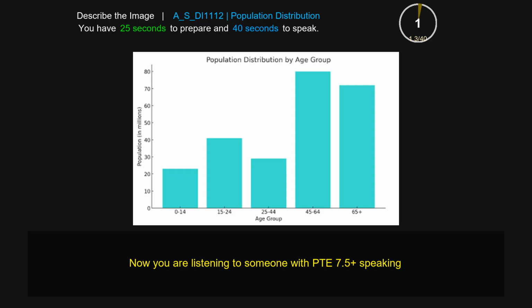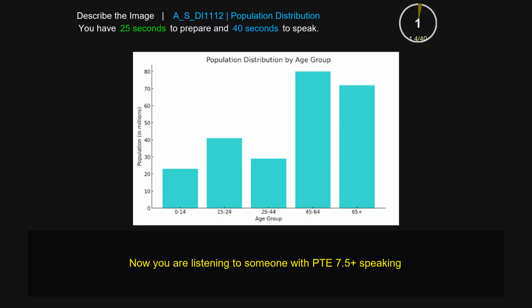The given picture gives information about the population distribution by age group, and the x-axis talks about some age groups, which are 14 to 65 plus years of people, and the y-axis talks about some population in millions. It is 0 to 80%. It can be observed that the 45 to 64 years people are in the highest position, approximately 80%, and the second highest one is 65 plus years people, approximately 70%, and the lowest position is 14 years people, approximately 22. And overall the picture gives information about the population distribution by age.